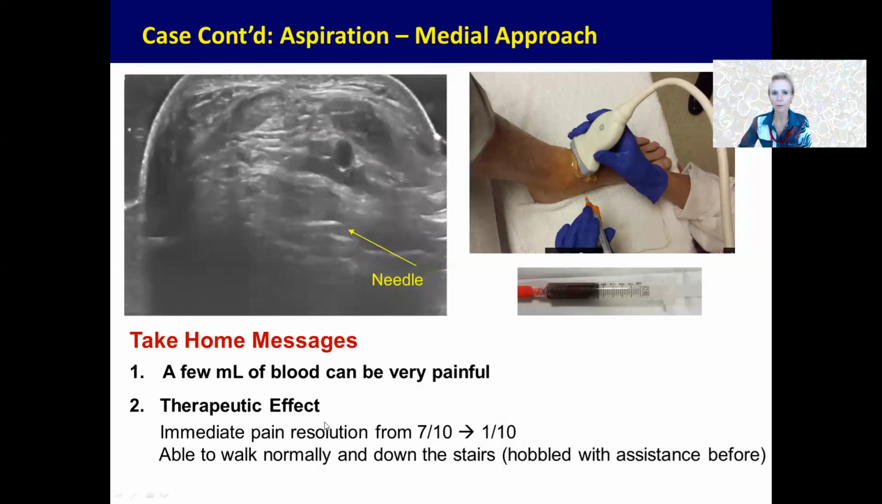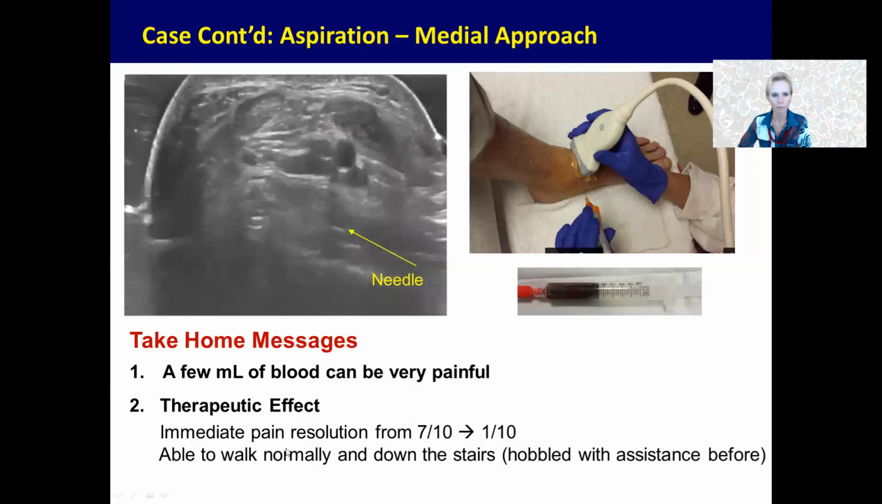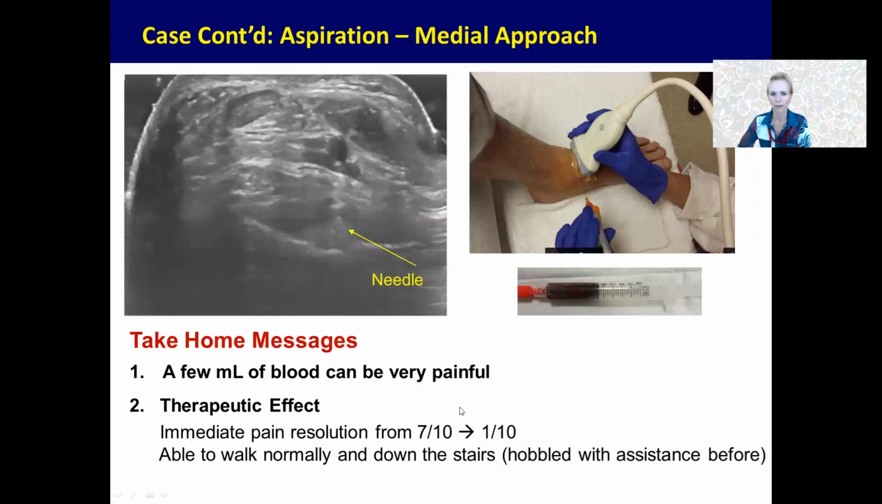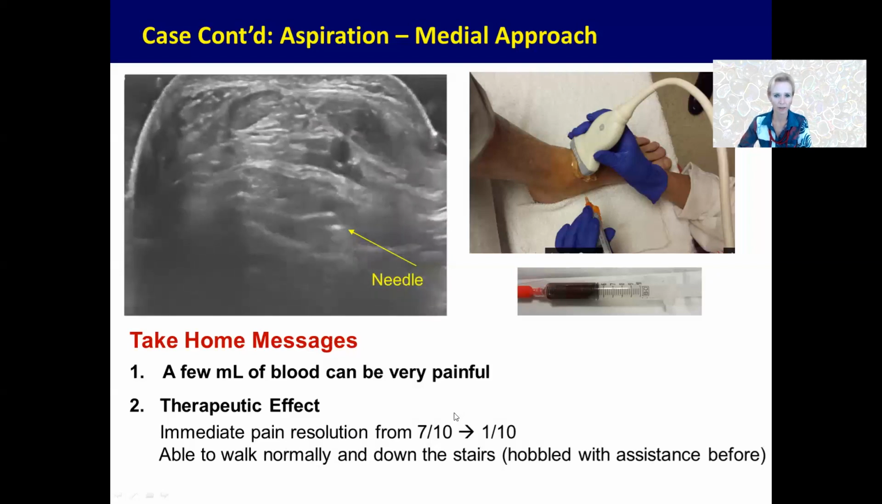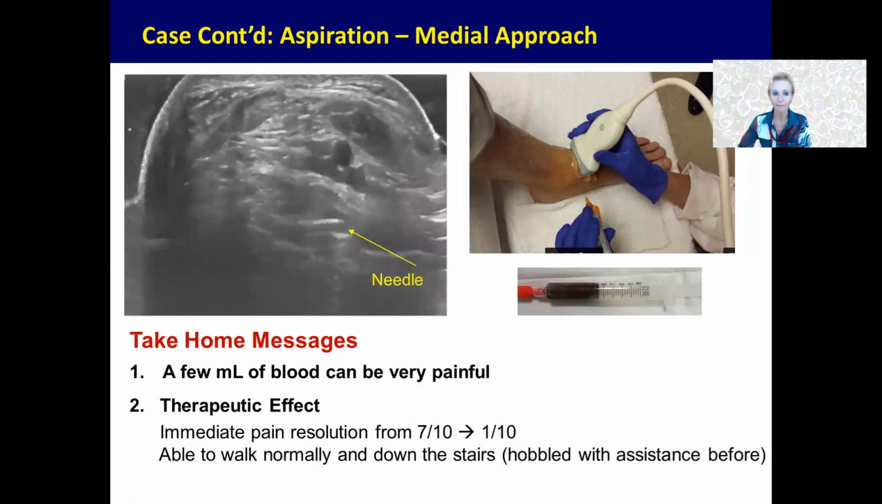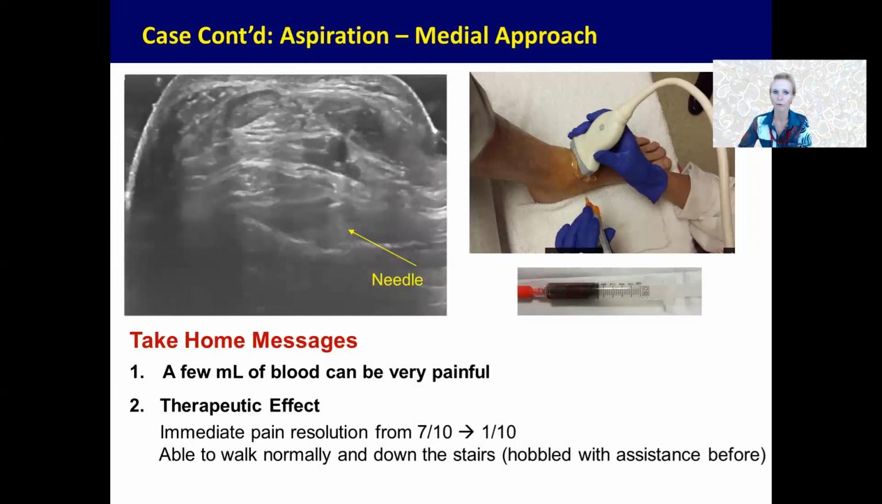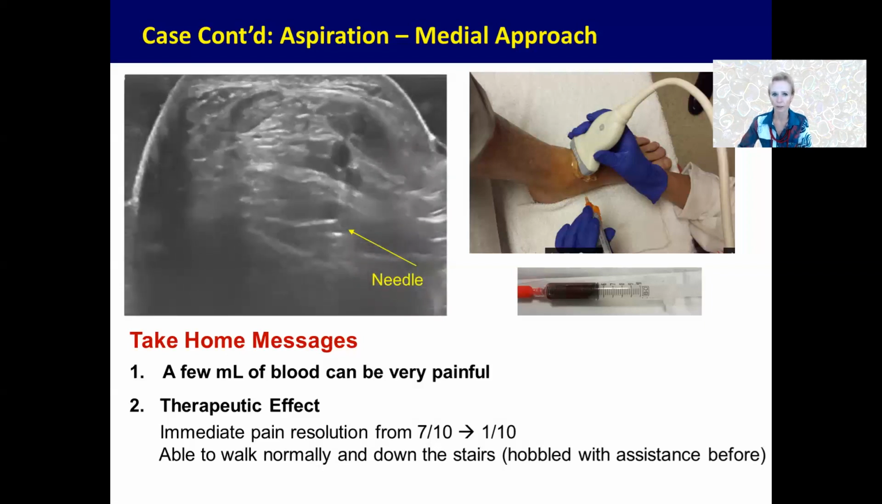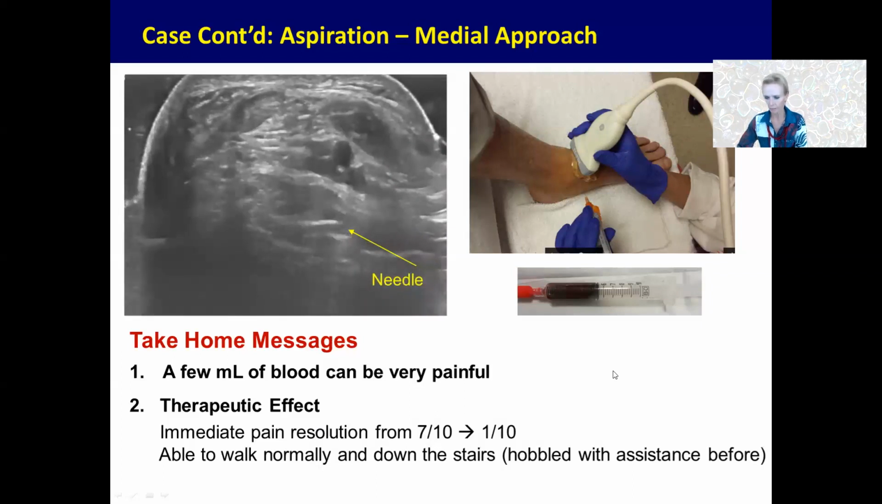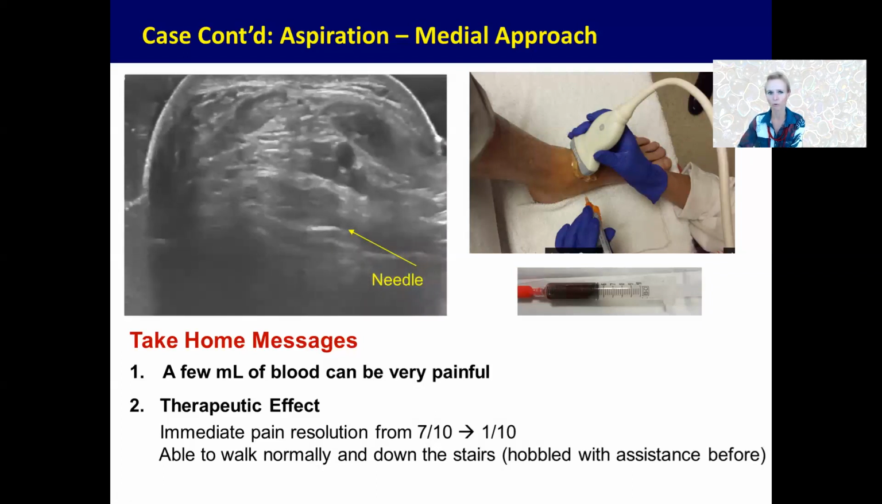And the therapeutic effect was quite remarkable with immediate pain resolution from a visual analog score from 7 to 10 to 1 to 10. And the patient was able to walk normally down the stairs, whereas he needed assistance in hobbling up before. Of course, he received clotting factor concentrate as well, but it's just one more thing we can do with the ultrasound now.